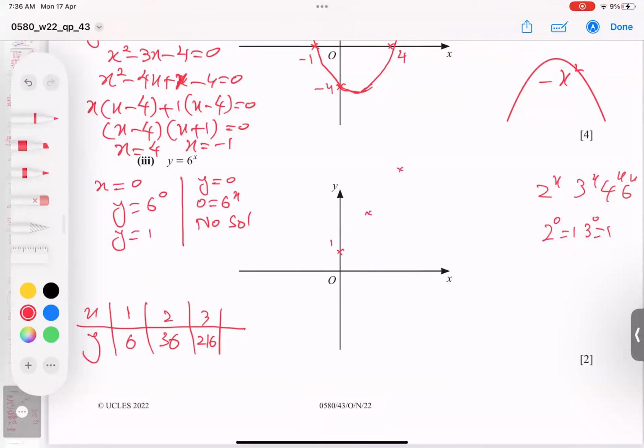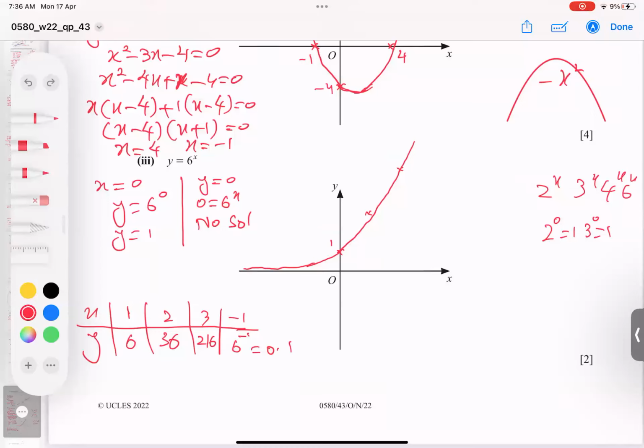And just for the sake of understanding, plug in some negative number even. So when I take a negative number, 6 to power negative 1, it means 6 to power minus 1. If we check on the calculator, 6 to power minus 1 gives us about 0.17. It means the graph is coming from there, and it is coming gradually. It will not meet the x-axis. That is why no solution.